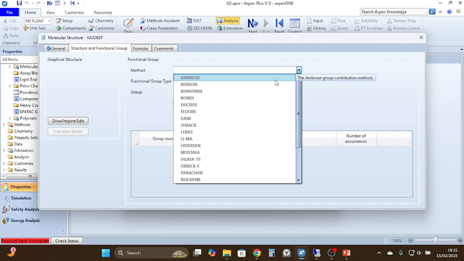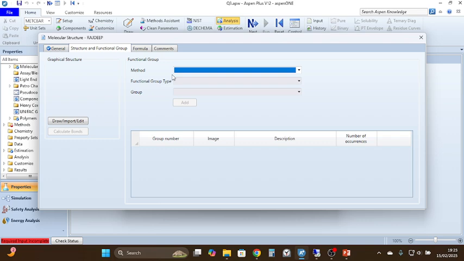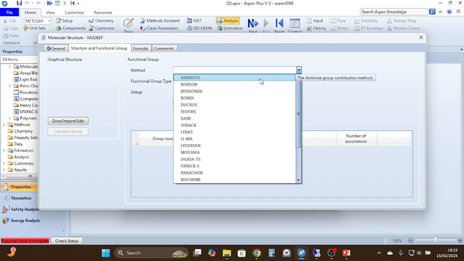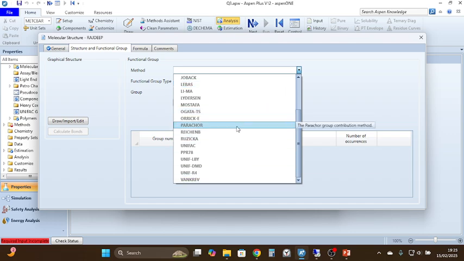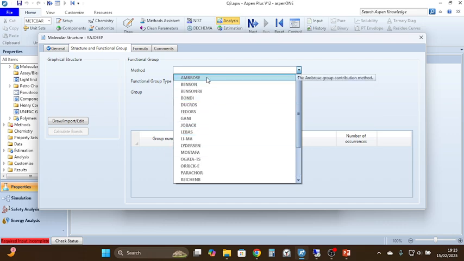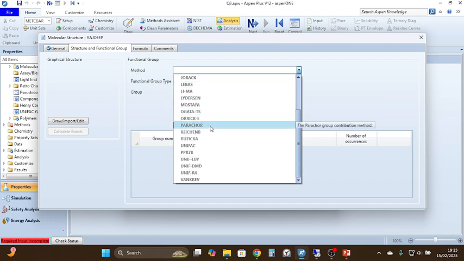So over here, these are group contribution methods. These methods are used to estimate the physical properties. There are different group parameters that you can use. Let me use this paracor group contribution method. For the details about what these group contribution methods are, I would suggest you study the literature or the help files over here. It will give you a better idea.